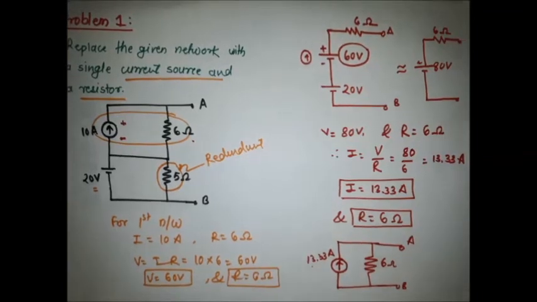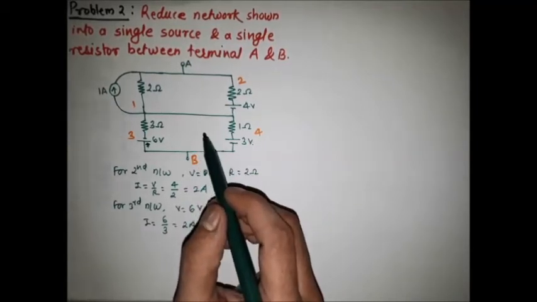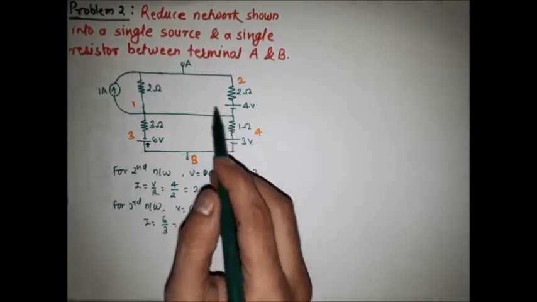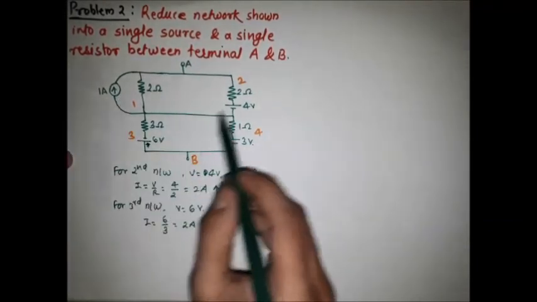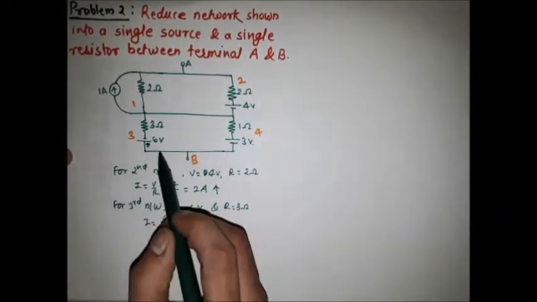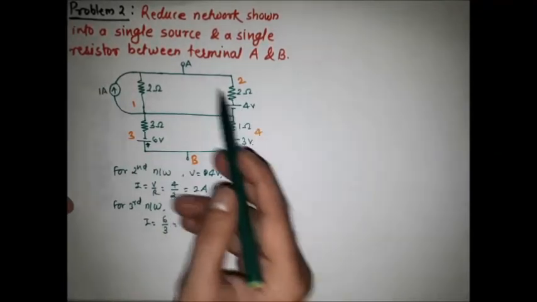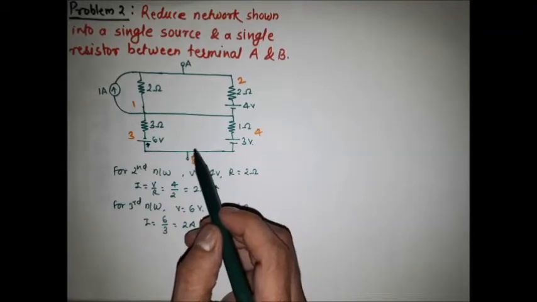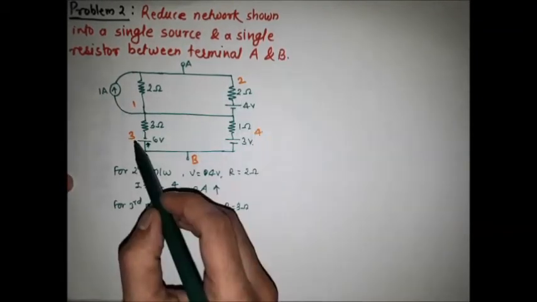Thank you. Now we will see the second problem, which is based on the source transformation. In that circuit we have to replace the network at the A and the B terminal. Here the current source and the three voltage sources are given in series with the resistance, and the current source is in parallel with the resistance. We have to replace this network with one source and the resistance. So suppose this is the first network, second, third and the fourth.